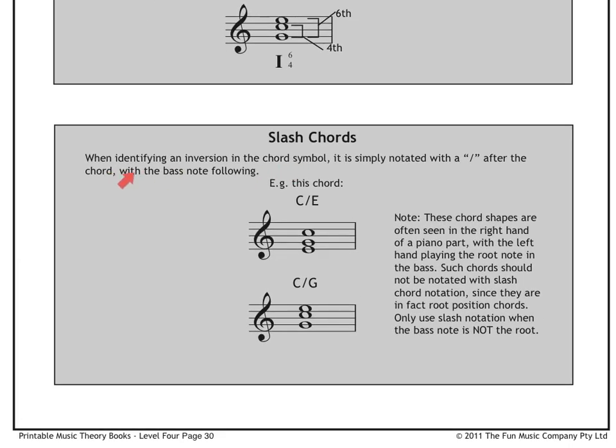It says here, when identifying an inversion in the chord symbol, it's simply notated with a slash after the chord, with the bass note following. Any of you who have some experience playing guitar, reading guitar notation, you may recognize this kind of notation. We say C over E, C over G. It is a C chord, but E is the lowest pitched note, and you can see that here.